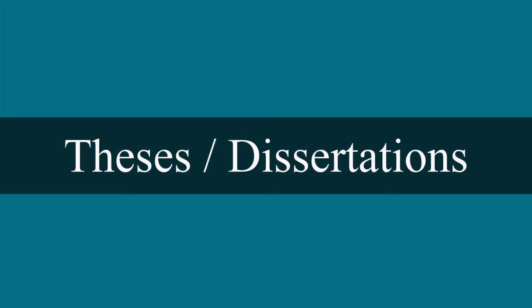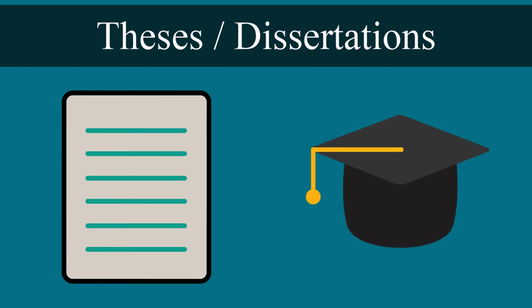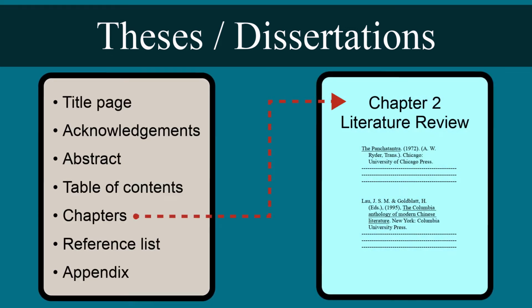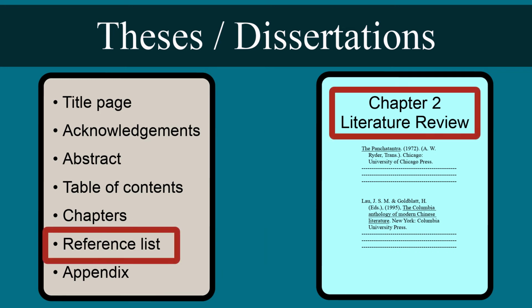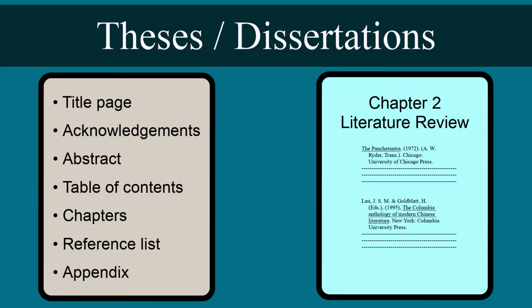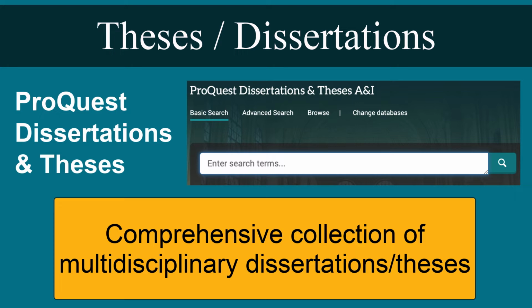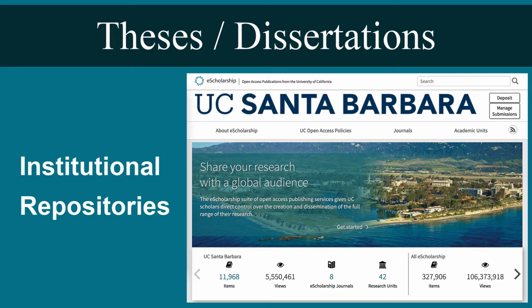Master's theses and doctoral dissertations are research projects completed as part of graduate degrees. They may contain information not published in other forms. They also have a comprehensive literature review chapter and reference list. Seeing how others approach similar topics during their graduate career may give you some ideas for doing your own research. ProQuest Dissertations and Theses database is the most comprehensive collection of multidisciplinary dissertations and theses. Many universities upload dissertations to their institutional repository, and you can find them through a Google Scholar or Google search.